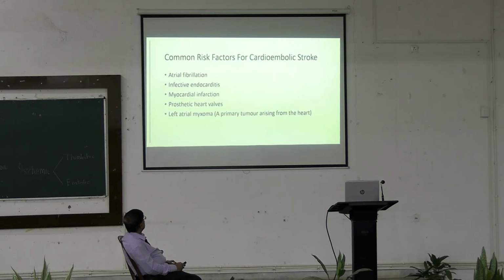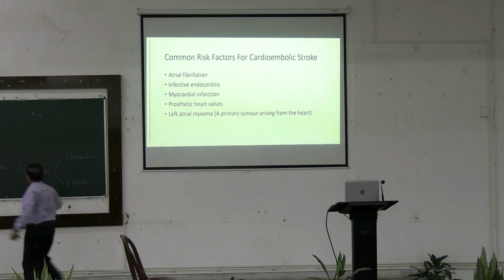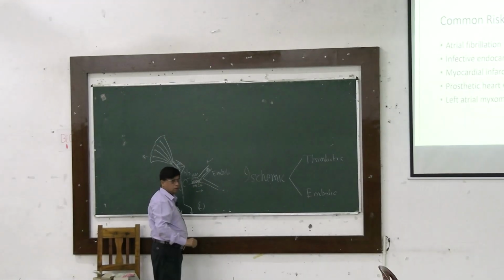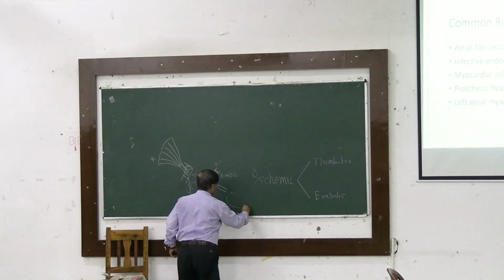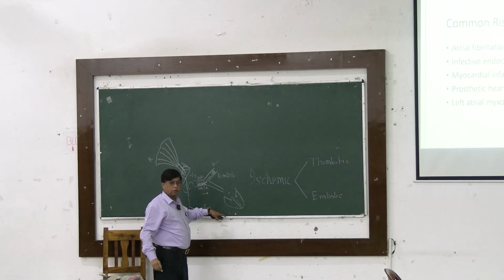The common risk factor for cardioembolic stroke. Now, here is a cardioembolic stroke. This is a different cause of developing stroke. I have told you that; now come to this. This embolus has come from here, it has dislodged and come to this place. But suppose the patient is having, you can see this picture.